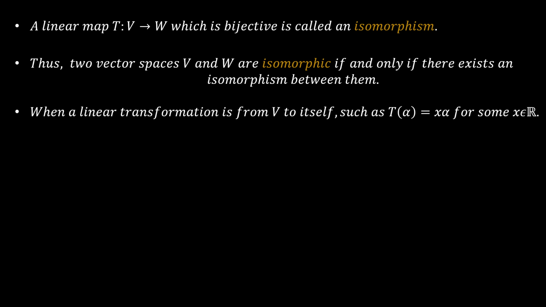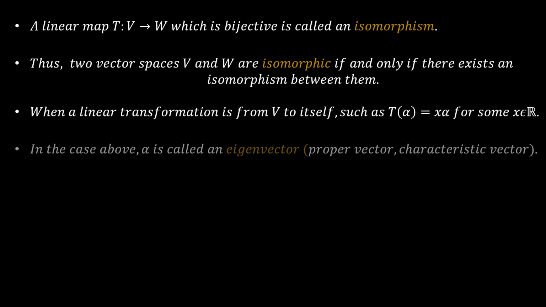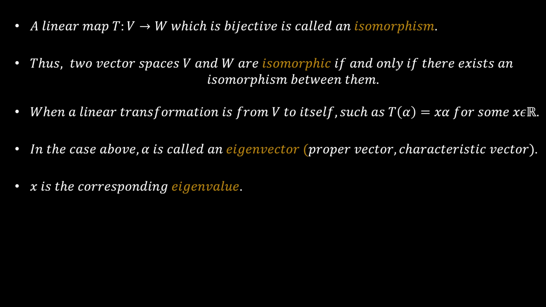When a linear transformation is from V to itself, such as if you have T, or that the mapping T on a vector alpha amounts to a multiplication of a real number and the same vector, where x is any real number, in that case, alpha is an eigenvector, or sometimes we call it a proper vector or a characteristic vector. And then x there, that real number, is the eigenvalue.